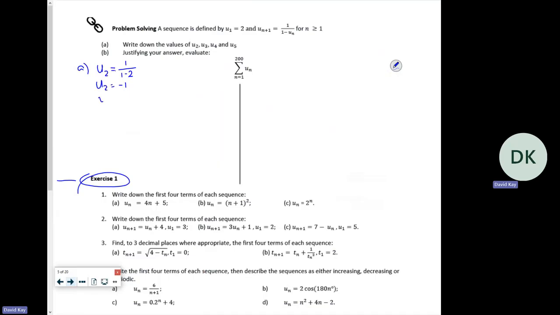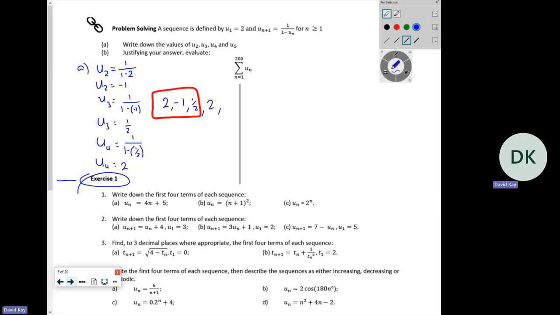So then u3 will be 1 over 1 minus a minus 1. So u3 will be a half. Then u4 will be 1 over 1 minus a half. So I've got 1 over a half. So u4 is going to be 2. So my sequence went 2, minus 1, a half, 2. So you can kind of see that it repeats here. So it repeats every 3.